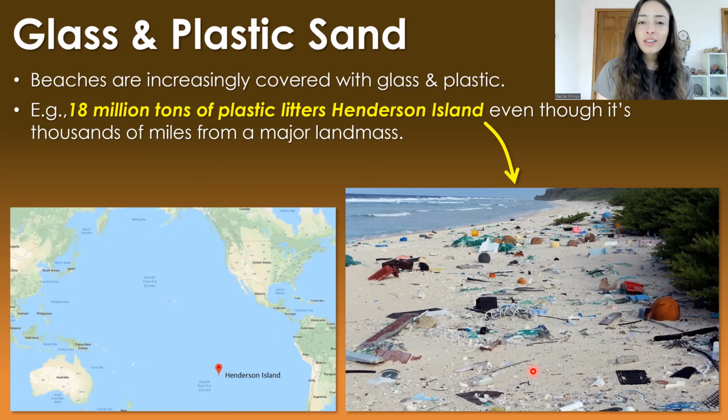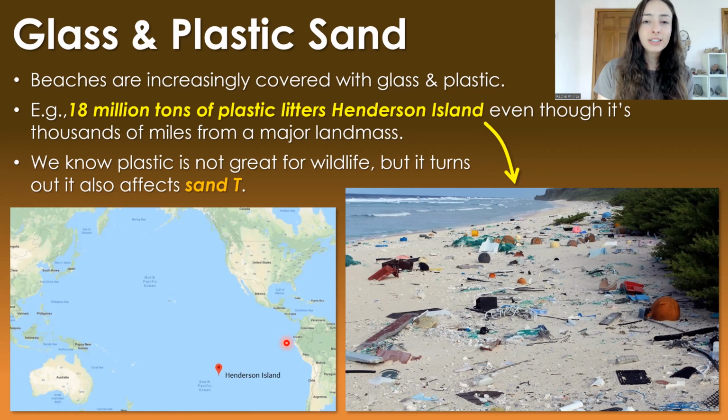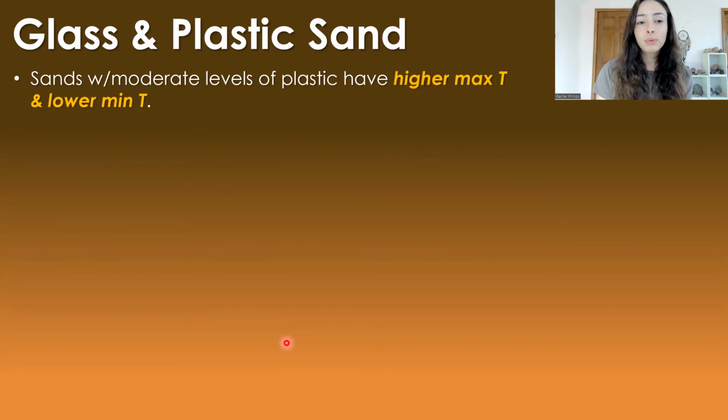And you might not think that there is that much plastic on beaches, but when I read this, I was just blown away. Apparently, there is about 18 million tons of plastic on Henderson Island, even though this island is thousands of miles from any major landmass. And yeah, we all know that plastic isn't good for wildlife, but as it turns out, it also affects sand temperature. Sand with moderate levels of plastic have been shown to have higher maximum daytime temperatures and lower minimum temperatures.